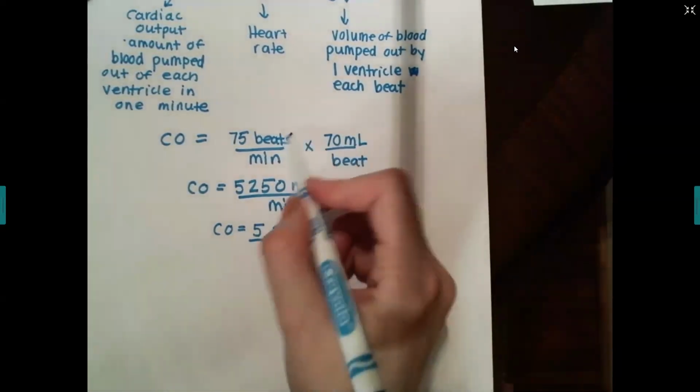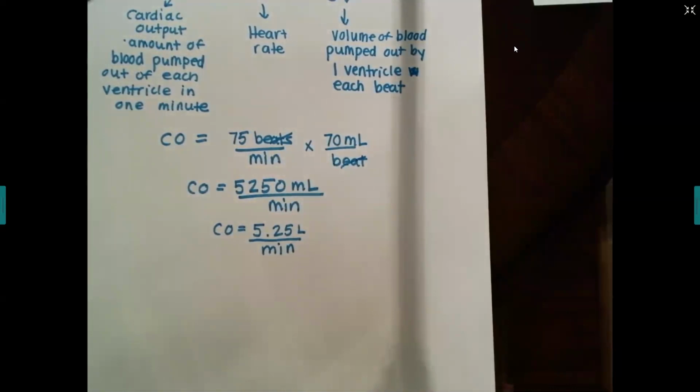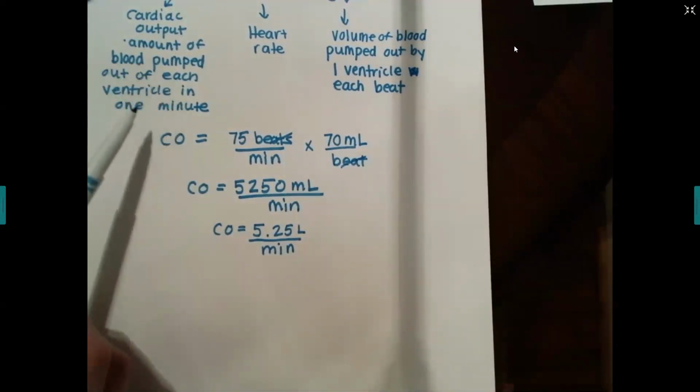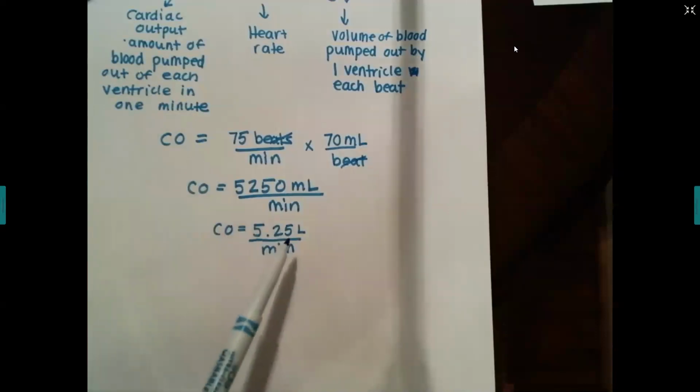Okay, our beats cancel out, doing a little bit of unit conversion here. All right, so that means that cardiac output, which is the amount of blood pumped out of each ventricle in 1 minute, is roughly 5.25 liters per minute.